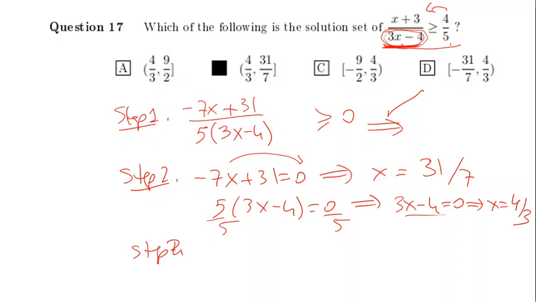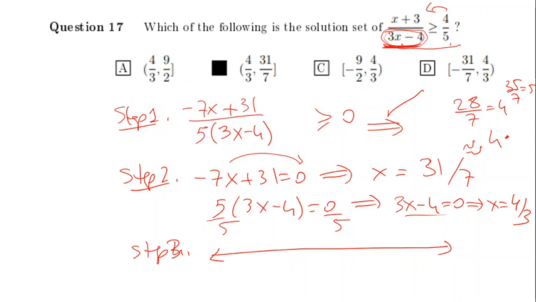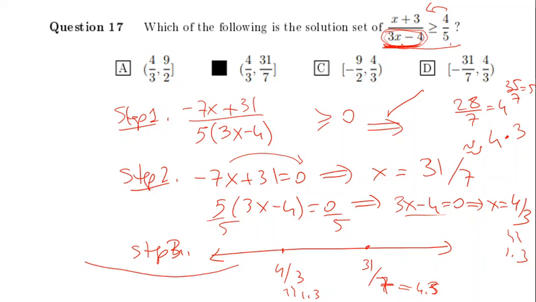Step 3 is to put these roots here. So 31/7 is about 4 point something, because 28/7 is about 4, and 35/7 is 5, so it's about 4.3, and 4/3 is about 1.3, something like that. So we have to put this 4/3 here, and here 31/7. This is about 1.3, and this is about 4.5 or 4.3, whatever. And we take these numbers here.